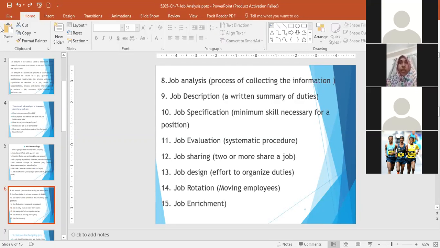And the last one is job enrichment. Job enrichment is when a person's or employee's duties have increased, the scope is increasing. This one is job enrichment.